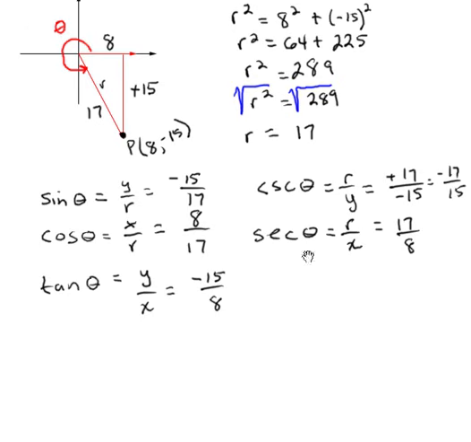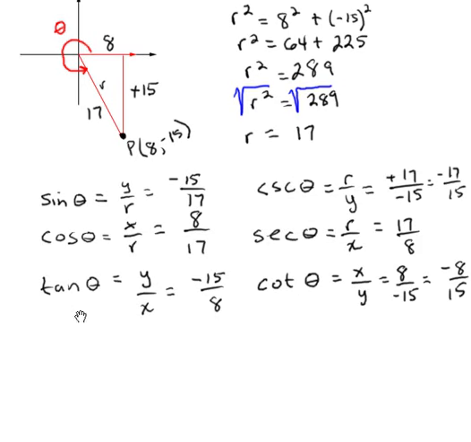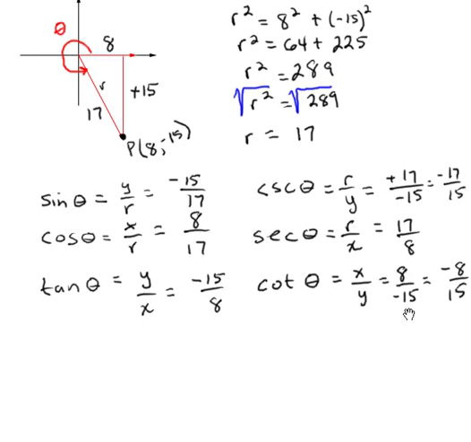Secant is the reciprocal of cosine, so that's r over x. R is 17, the x value is 8. Cotangent is the reciprocal of tangent, so that's x over y. The x value is 8, y value is -15. Again, we'll multiply numerator and denominator by -1 to move the negative sign up to the numerator.